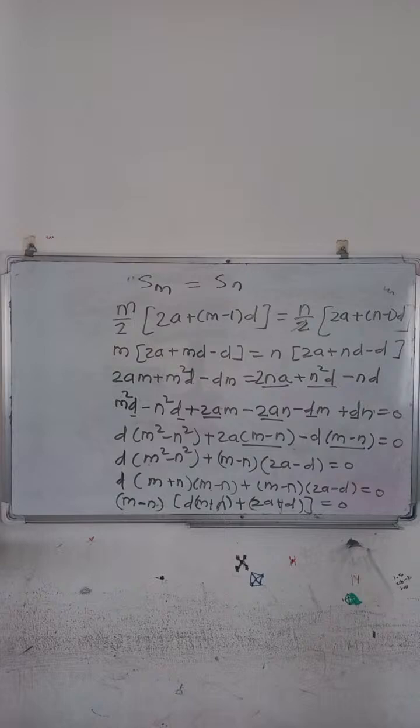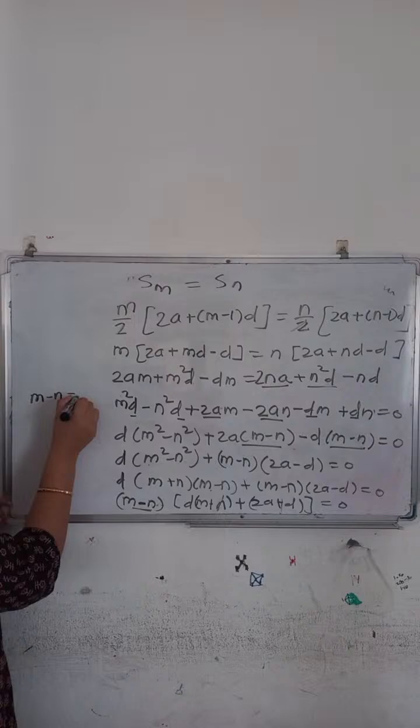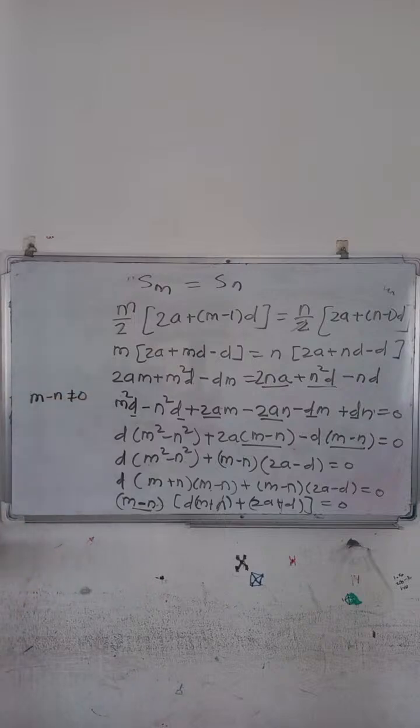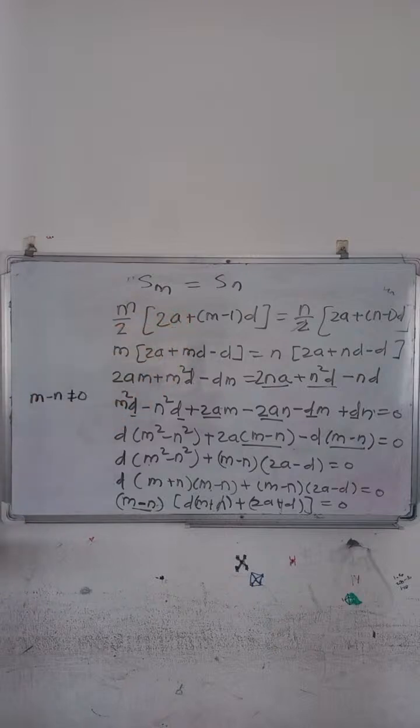So here we can write that the sum of m plus n is equal to 0. But check, if we make this m minus 1, m minus 1 is never equal to 0. If it were 0, then what is the use here? Everything, the entire terms, will become 0. So m minus n is never equal to 0. That's what we can write here.